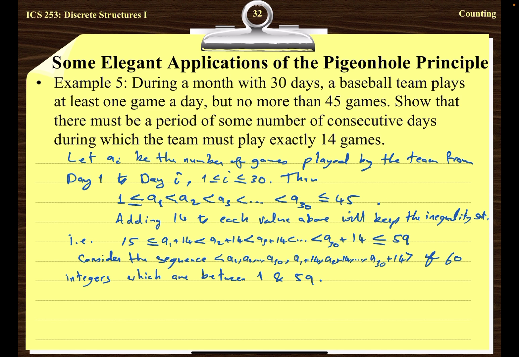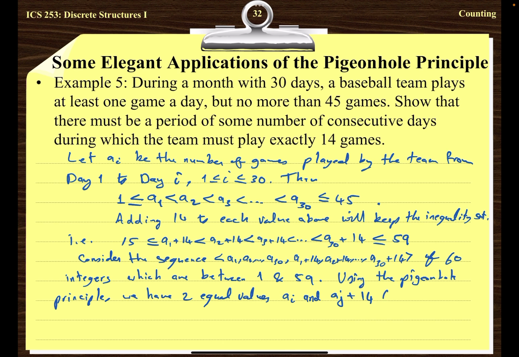So, therefore, using the pigeonhole principle, we have two equal values, AI and AJ plus 14. مستحيل يكون AI و AJ وال I وال J between ال 1 وال 30 صح؟ لازم تكون AI و AJ plus 14. اوكي؟ لازم تكون AI، so i.e. ال AI بيساوي AJ plus 14.